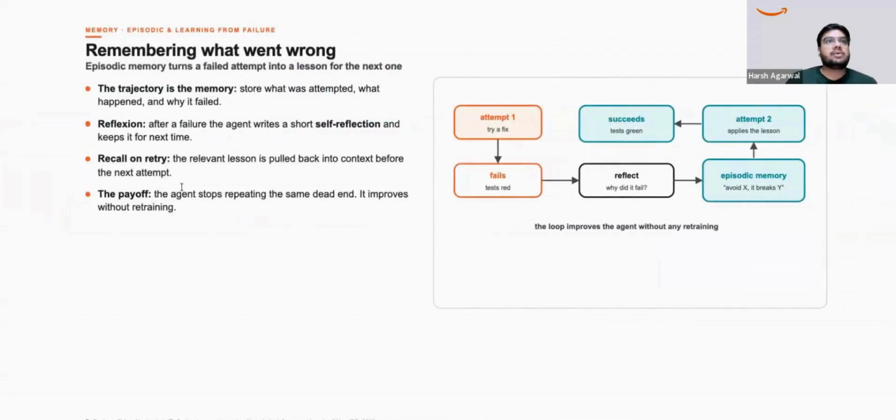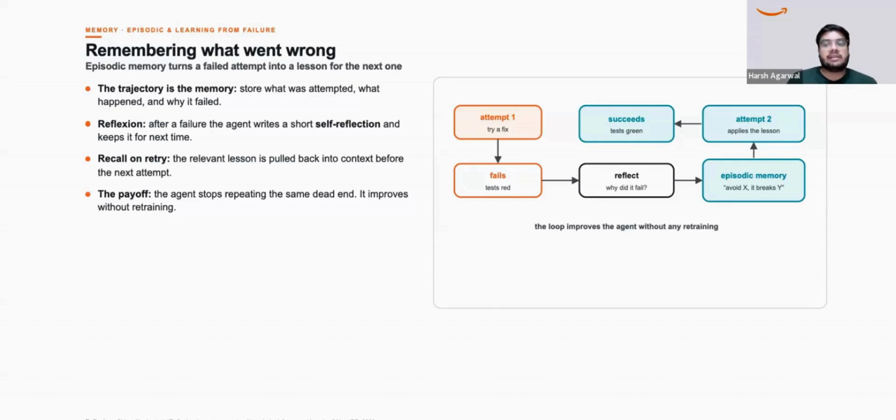So let's zoom in on episodic memory, because it's genuinely really powerful, and it lets an agent learn from failure without any retraining. You can follow the loop that this slide has. The first attempt is when the agent tries to fix a bug. It is going to fail, and the tests are going to go red. And instead of just blindly trying again, it's going to reflect.